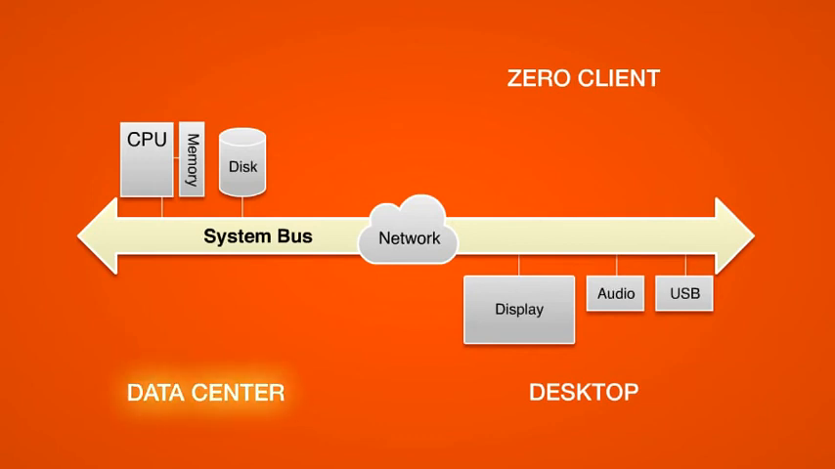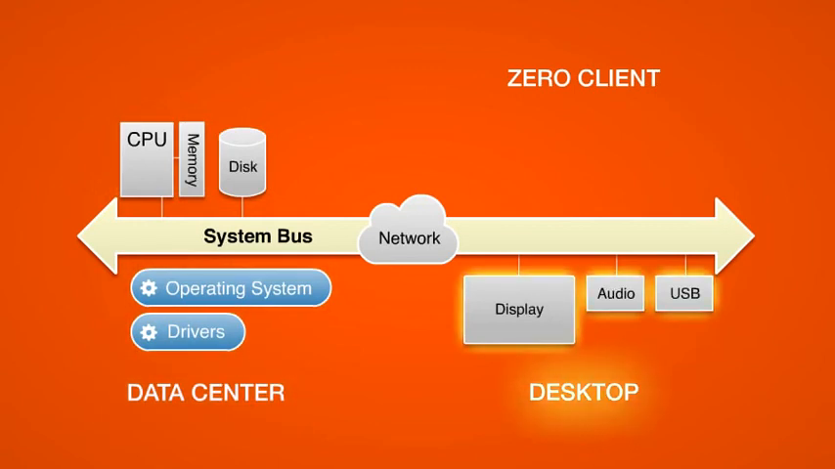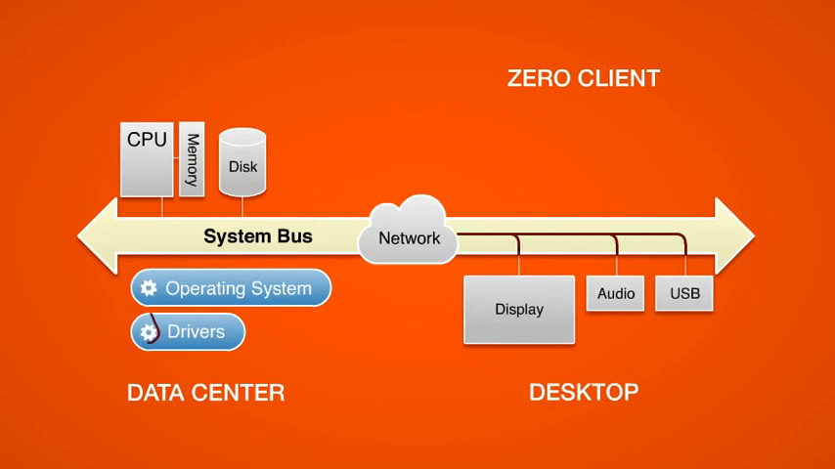So there you have it, a CPU, operating system, and 100% of software in the data center, and a zero client with display, USB ports, and audio at the desktop, with the system bus in between stretched over the network. Notice the zero client has no CPU or software of any kind. It's just a bunch of peripherals attached to the network, with drivers in the data center that light up those peripherals over the network. That way, the PC treats the ports on the zero client like their local ports.